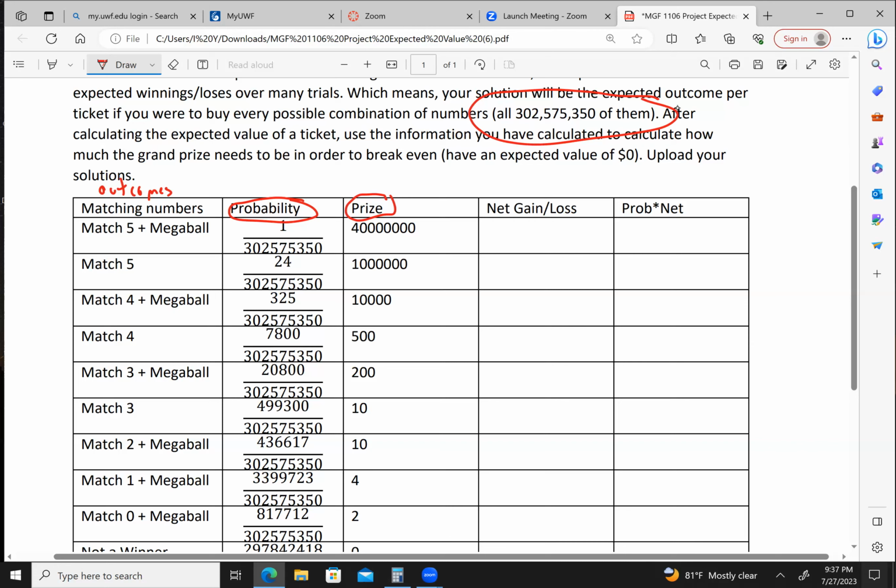Now, our net gain or loss. So remember, the ticket costs $2. So if we pay our $2, $2 million, we end up with $39,999,990. So here, 1 million would be $999,998. Here we have dollars, $198.